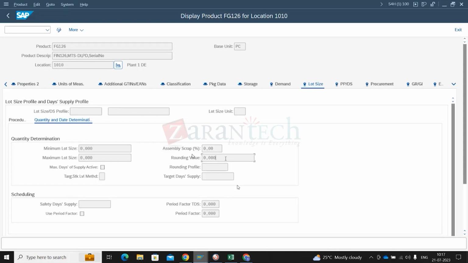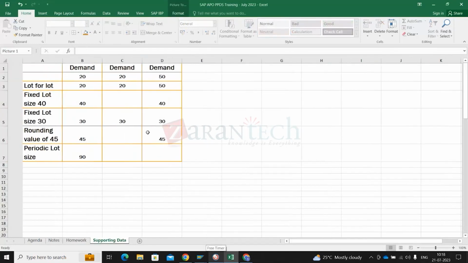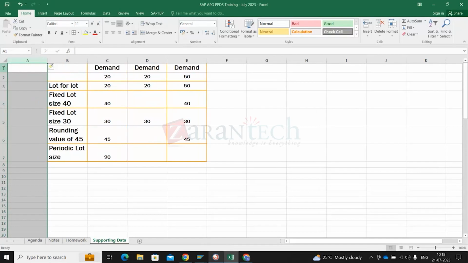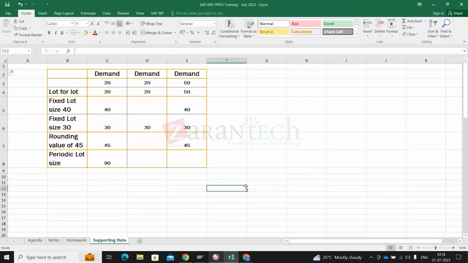So these are your production planning related settings, and they are important. I have to explain this to you here, so I just created a table for you so that it is more clear. And this is the way you will have to explain it to your customer also.